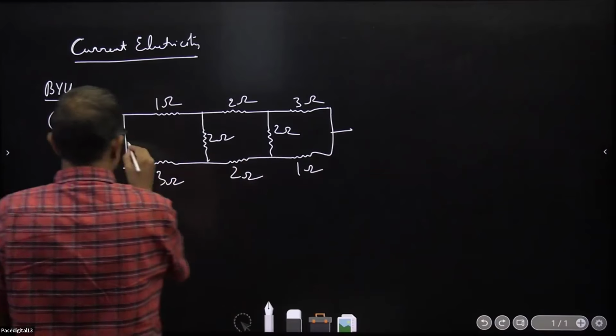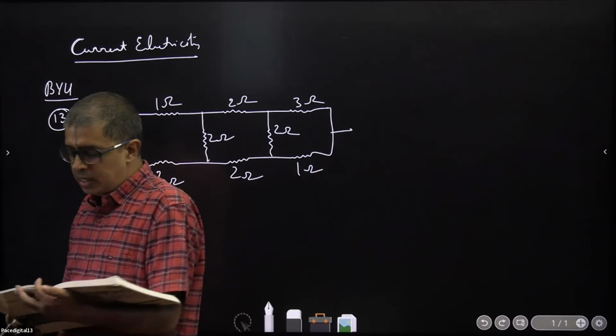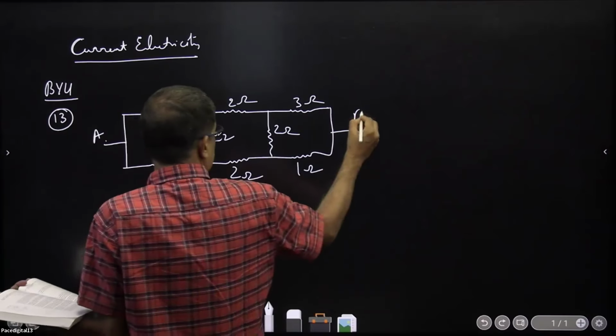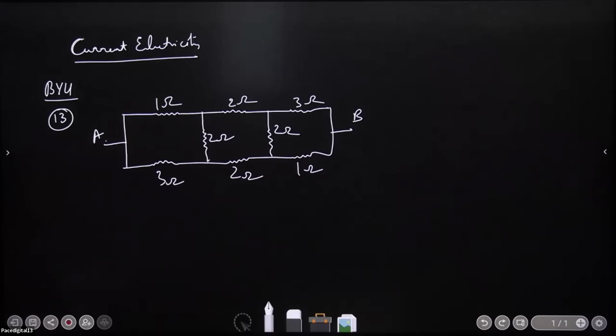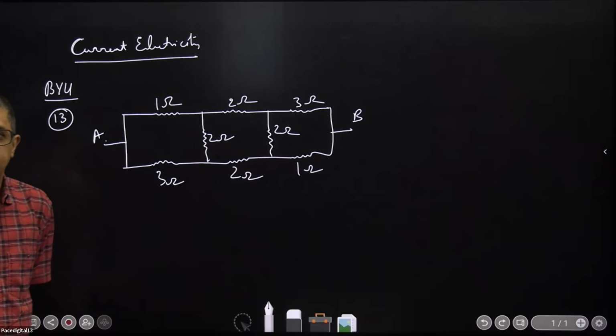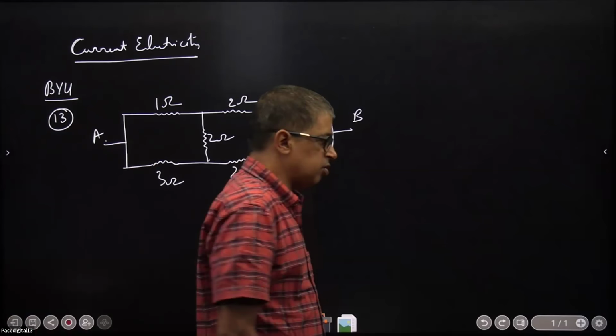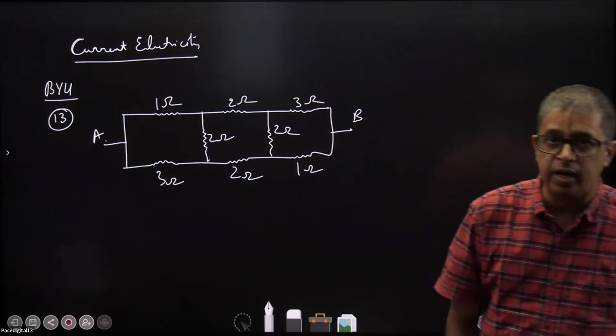This is 10. Determine the equivalent resistance between the terminals A and B.